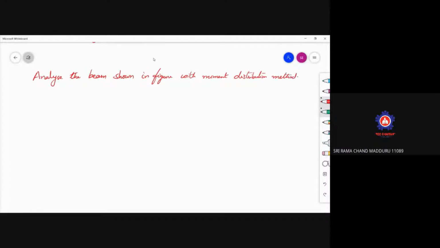So in this class, we are observing how to analyze the given beam shown in figure with moment distribution method. So here, draw the beam. A continuous beam is given. Here, an overhanging portion is there.